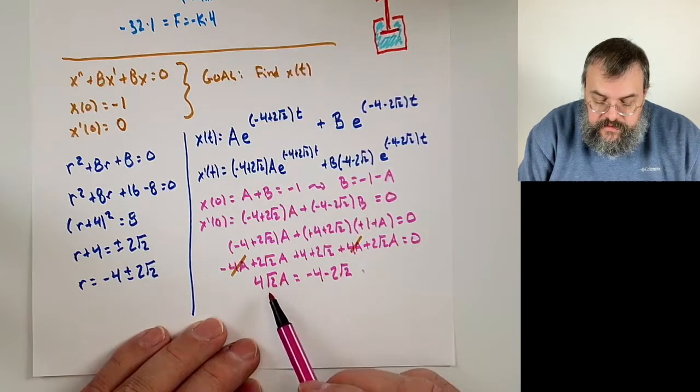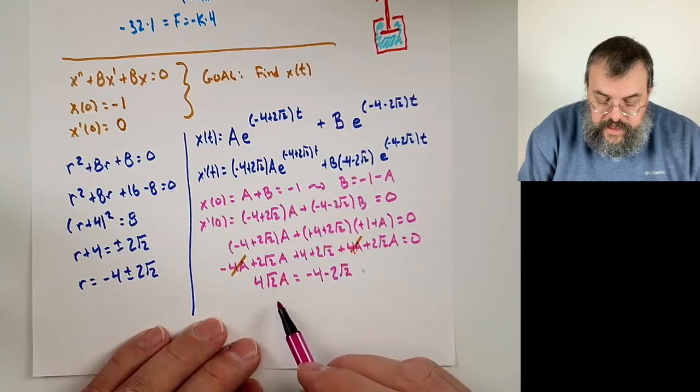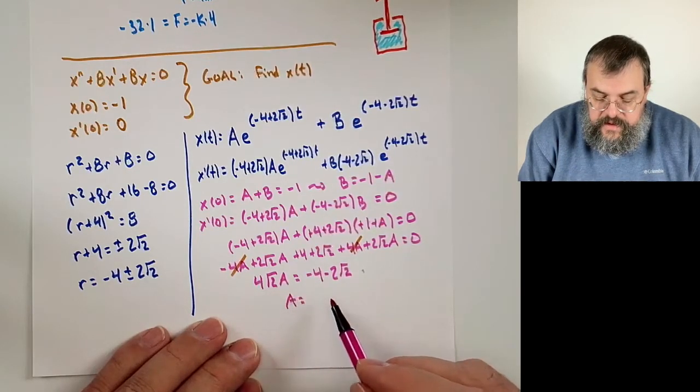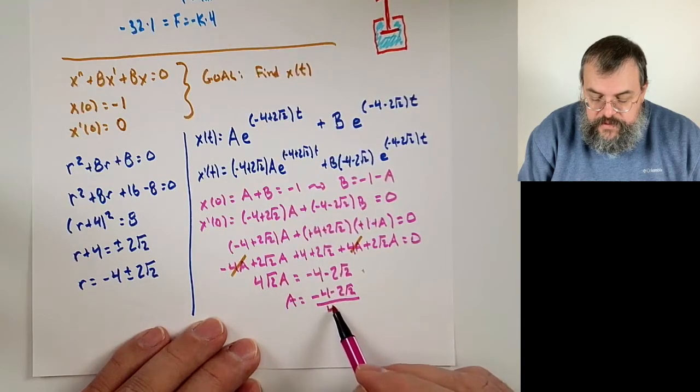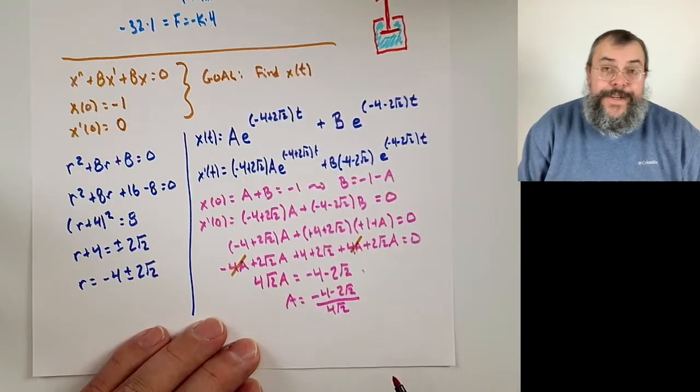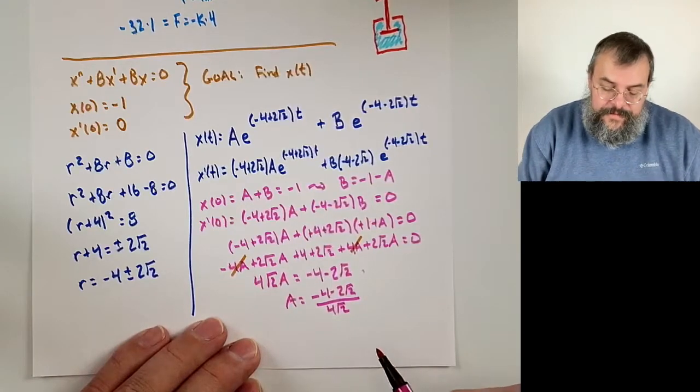And now we just divide through by 4. So a equals minus 4 minus 2 root 2 over 4 root 2. Well, here's when we start pulling out some fun things.